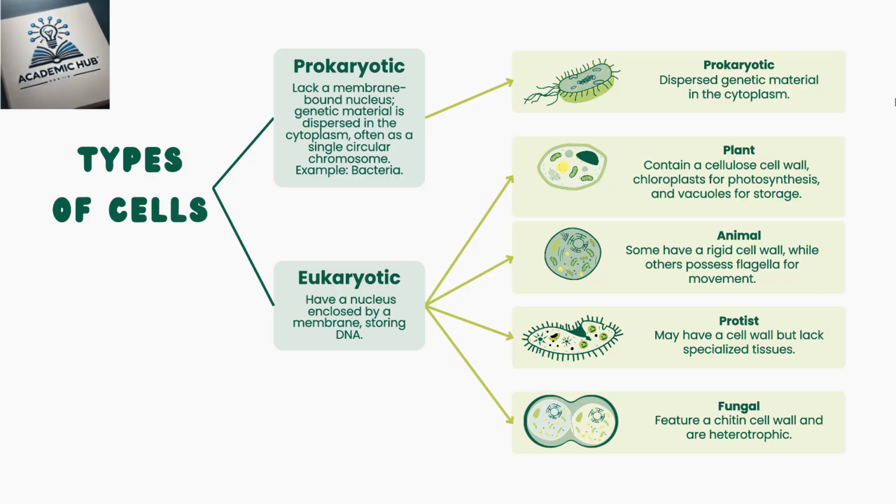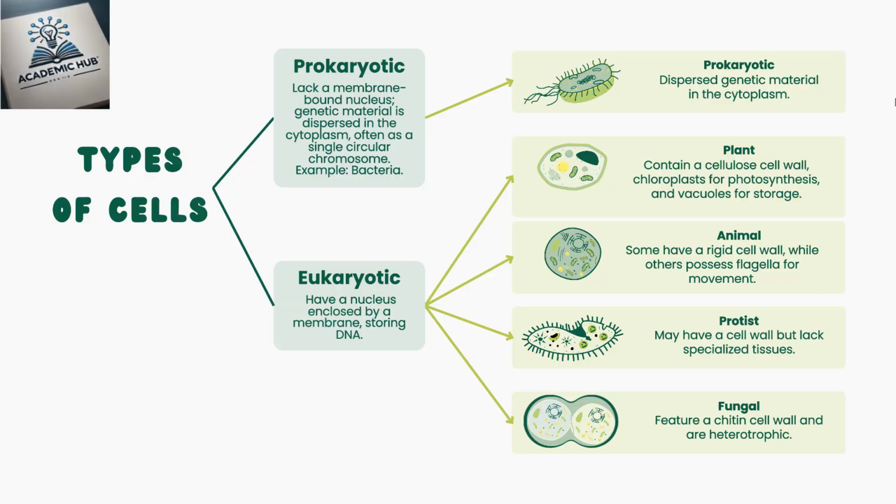Next is nitrogen fixation. Certain bacteria like Rhizobium convert atmospheric nitrogen into forms that plants can use. Next is medical and industrial use. Prokaryotes are used in antibiotics, insulin production, and food fermentation like yogurt and cheese. Harmful effects.